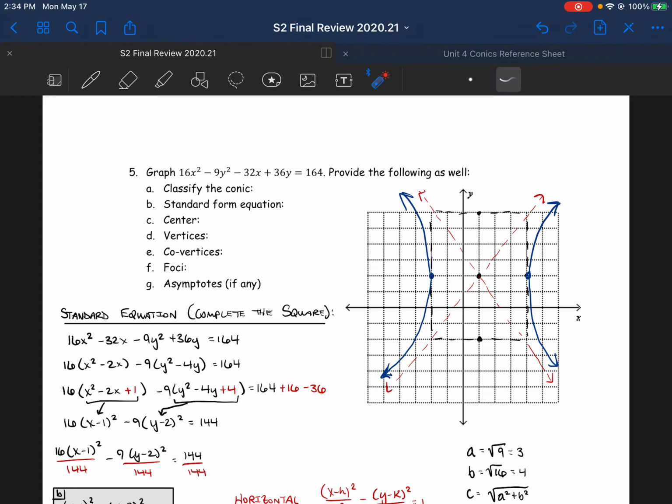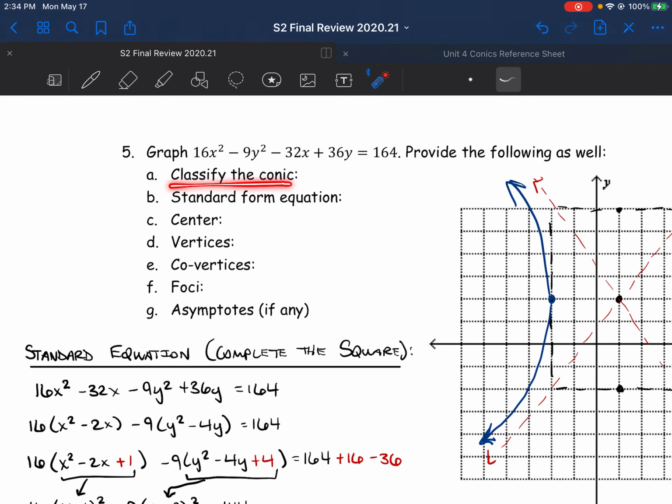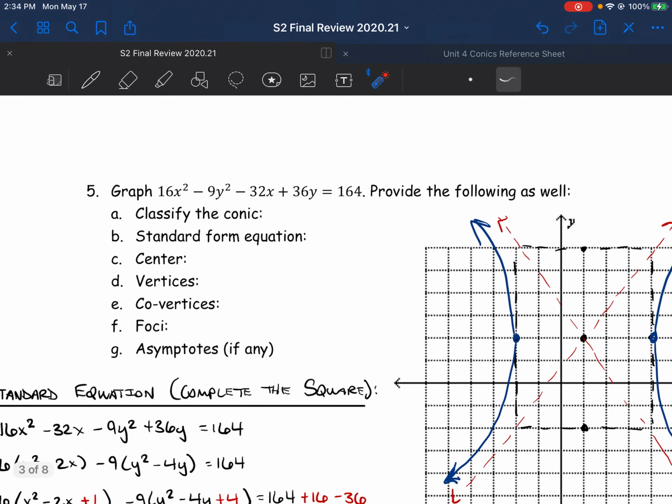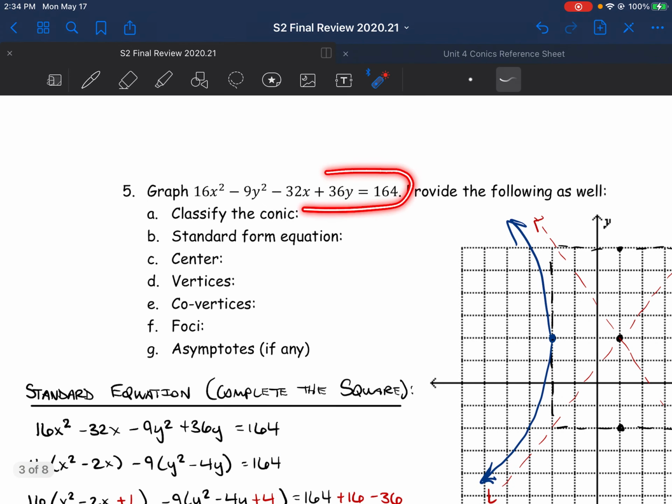So first things first, I know it says classify the conic here. I'm actually going to find the standard form equation first. And to find the standard form equation from a general form equation, we're going to need to do completing the square.